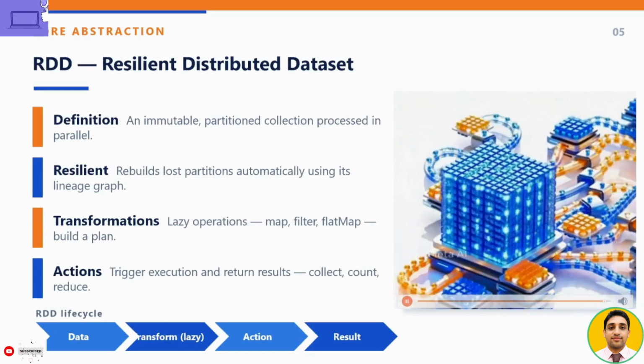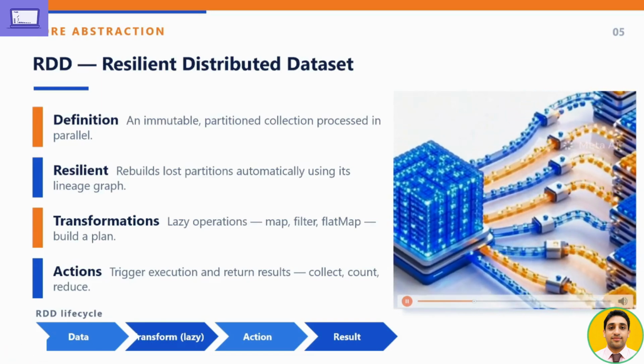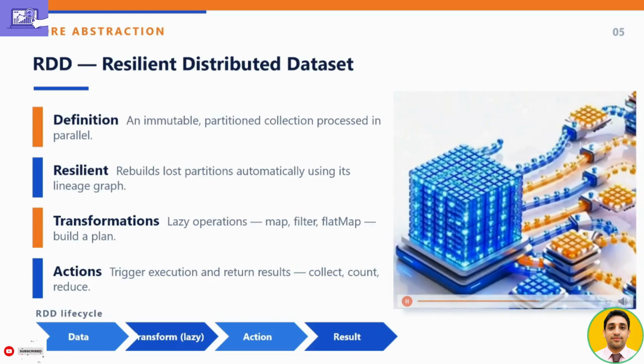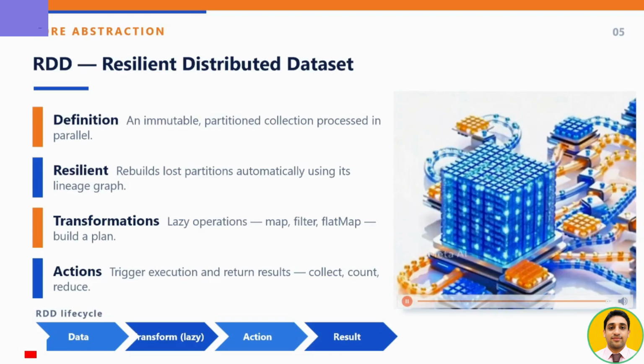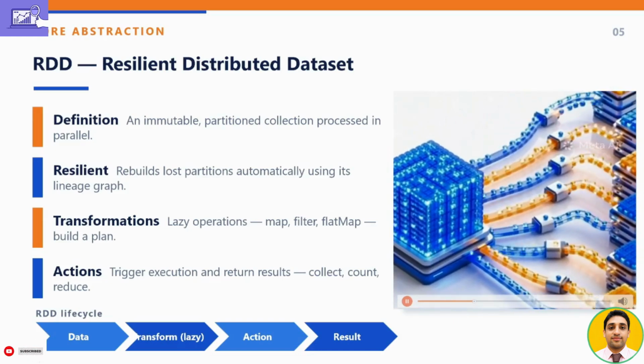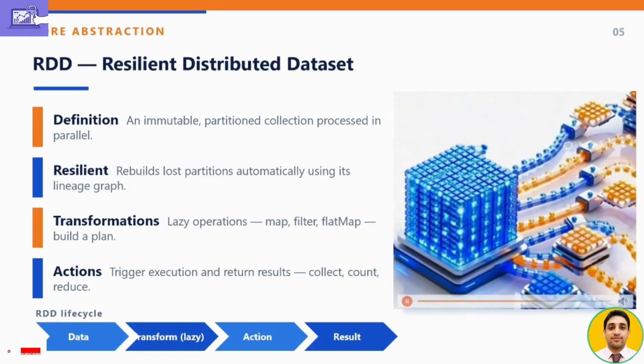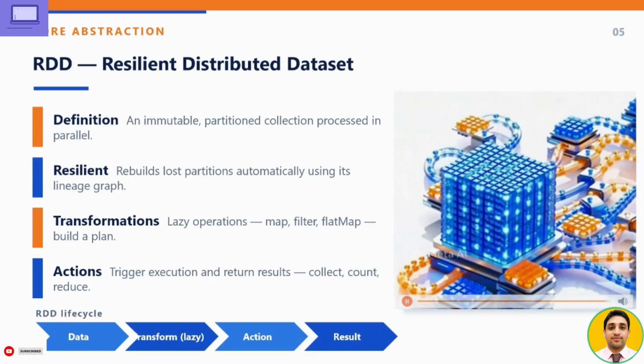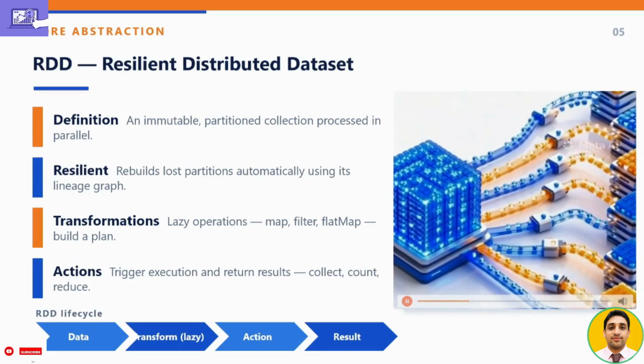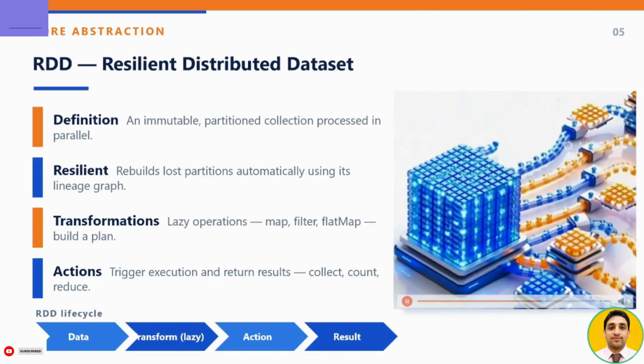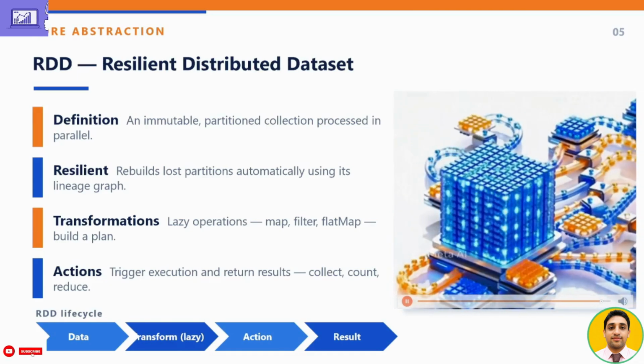This leads us to the RDD lifecycle shown on the slide. You start with your raw data, you apply lazy transformations to build your processing plan, and finally an action triggers everything to run, producing your final result.